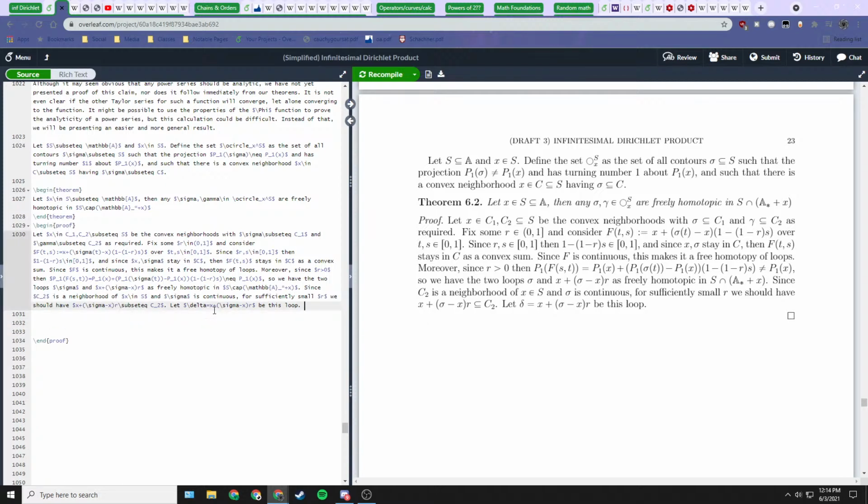Okay, so now we want to say, since the projections P1 of delta and P1 of gamma have turning number 1 about P1 of x, we can find a homotopy.